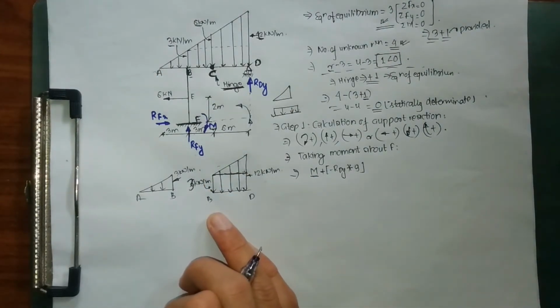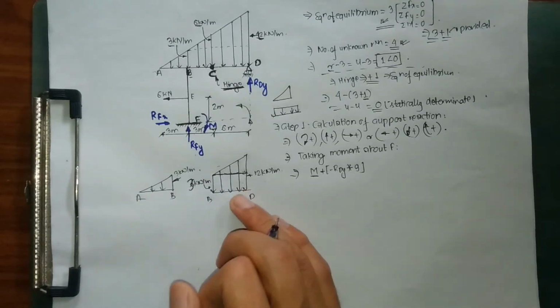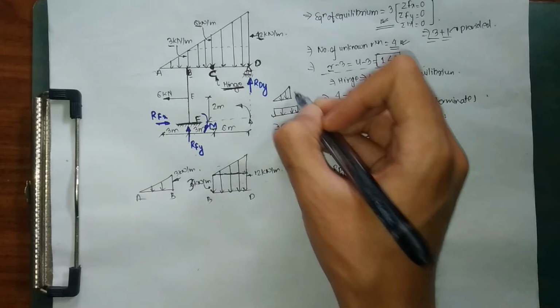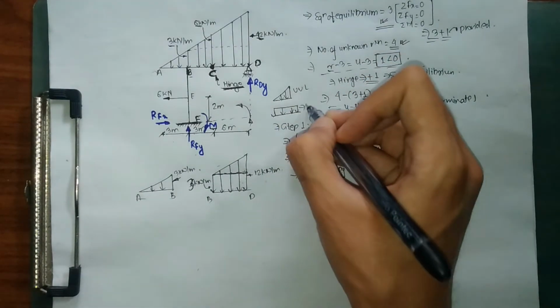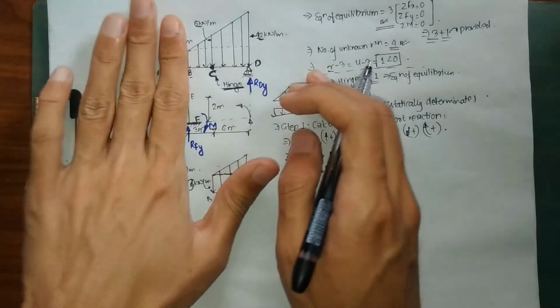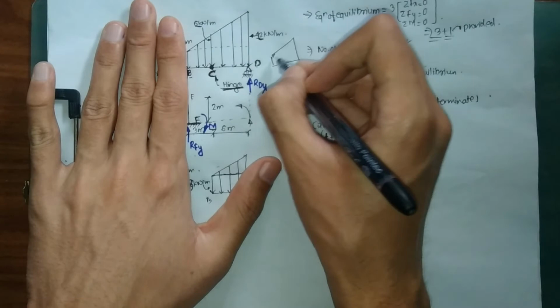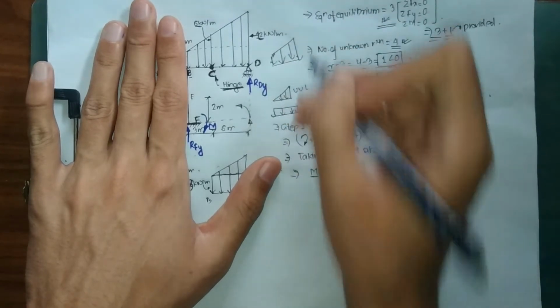So now as you can see for our member BD, we neither have UVL nor UDL. Our UVL, uniformly varying load, looks like this, while our UDL looks like this. But this portion for BD looks like this, so it is neither a UVL nor a UDL, but a combination of both.